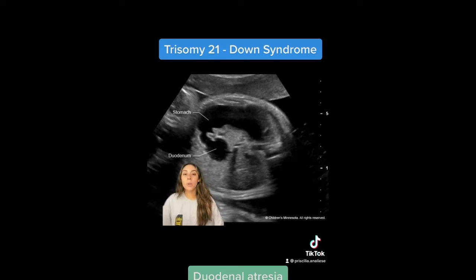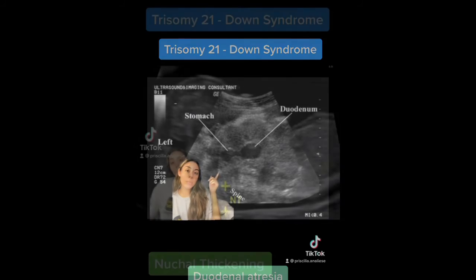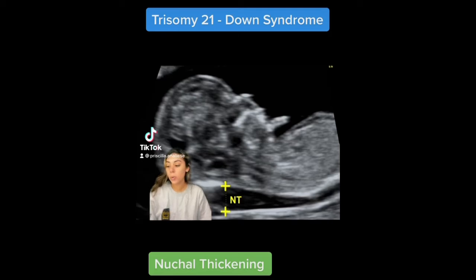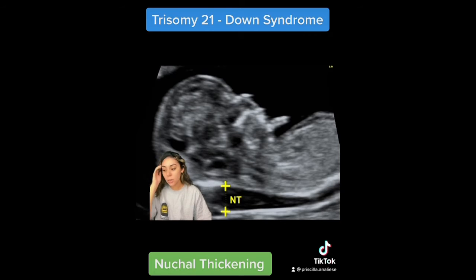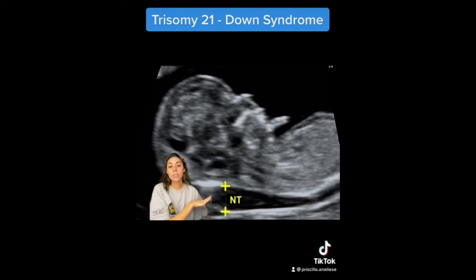Hydramnios is almost always seen with this physical feature. Here's another image of the double bubble sign. Another feature that we always like to measure that is a good indication of Down syndrome is the nuchal fold. If it is more than 5 millimeters, that is a red flag. So this is basically what we're measuring. It's the fluid behind the neck. As you can see here with this ultrasound image, this is definitely more than 5 millimeters.